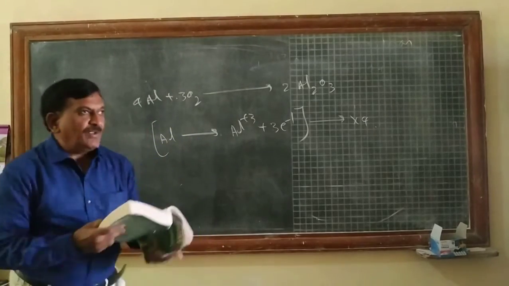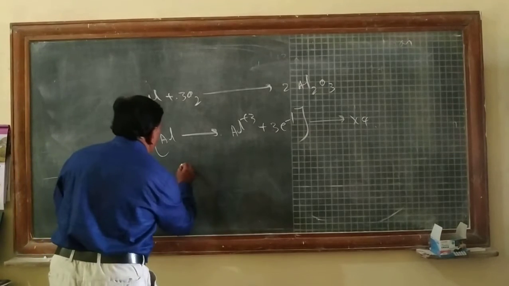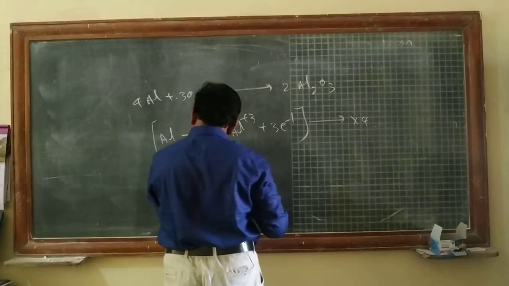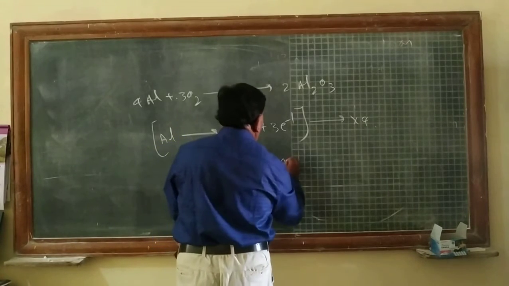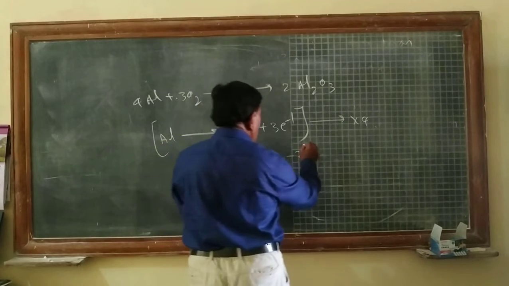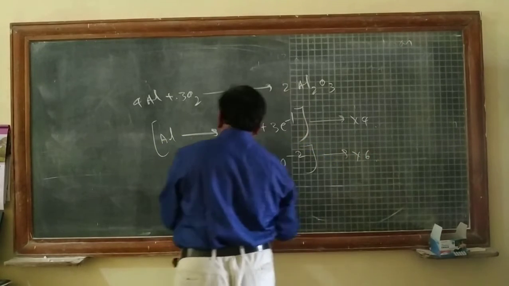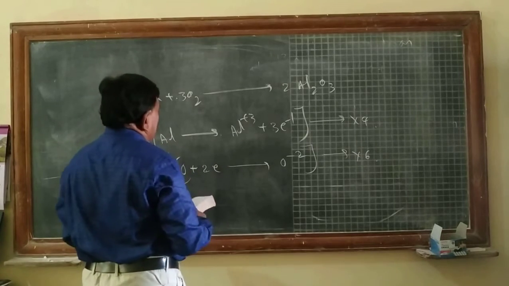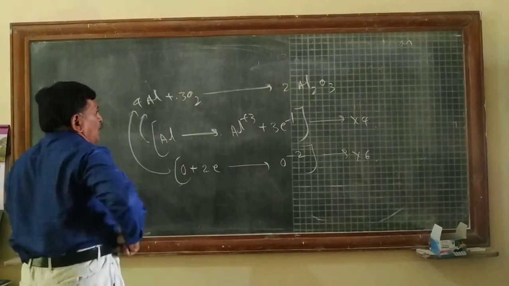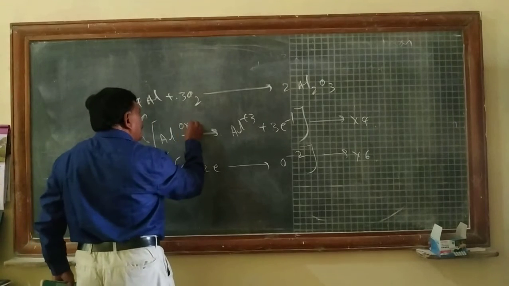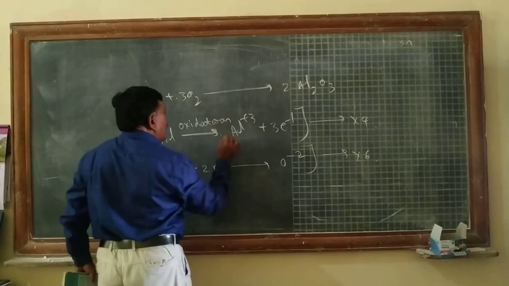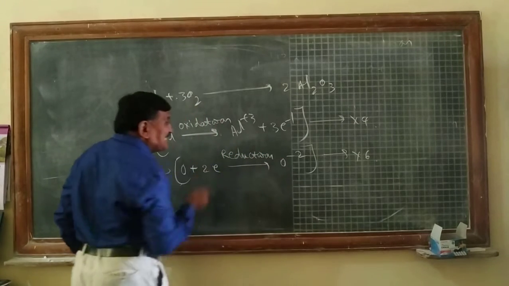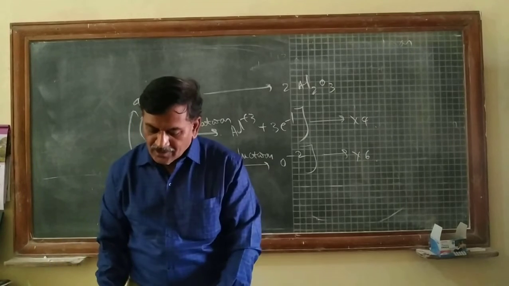Then we have the oxygen atom, which gains 2 electrons to form O2 minus. This is multiplied by 6. If you combine these two, we get 4Al plus 3O2 gives 2Al2O3. So aluminium undergoes oxidation and the oxygen atom undergoes reduction. This is called the oxidation and reduction reaction.